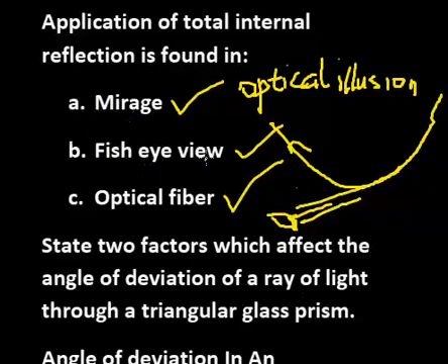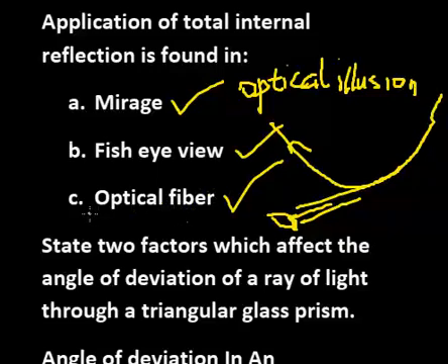Then, of course, let's discuss the fish eye view. A fish has the ability to see a wide distance above the water surface. The fish is that sharp to see everything. The reason is that the rays of light from the eyes of the fish, once they reach the surface of the water, are totally internally reflected. Because of that total internal reflection, the rays expand at the surface, giving it a wider eye view.